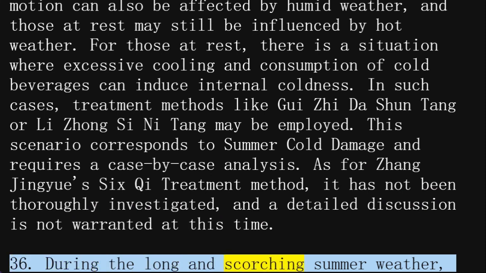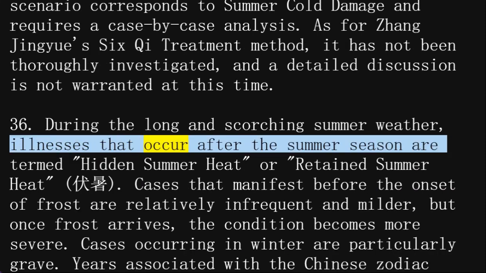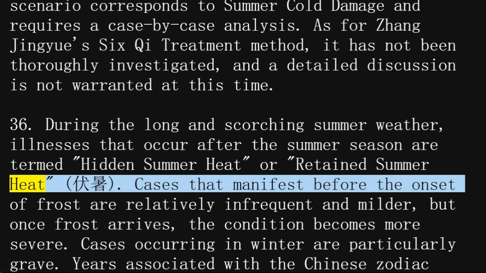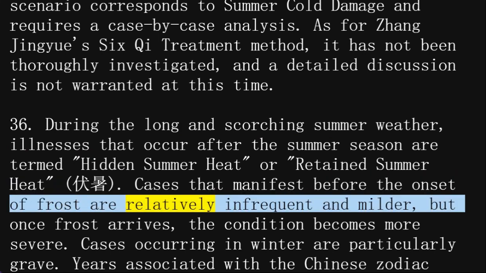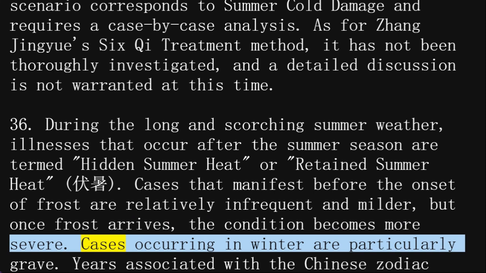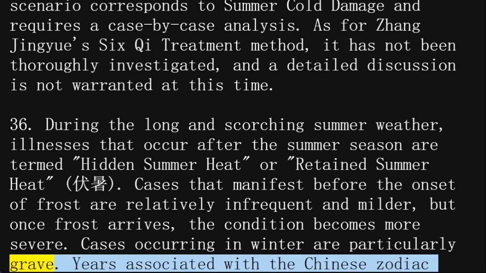During the long and scorching summer weather, illnesses that occur after the summer season are termed hidden summer heat or retained summer heat. Cases that manifest before the onset of frost are relatively infrequent and milder, but once frost arrives, the condition becomes more severe. Cases occurring in winter are particularly grave.